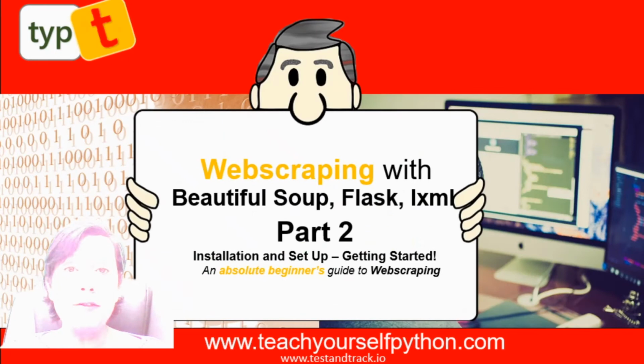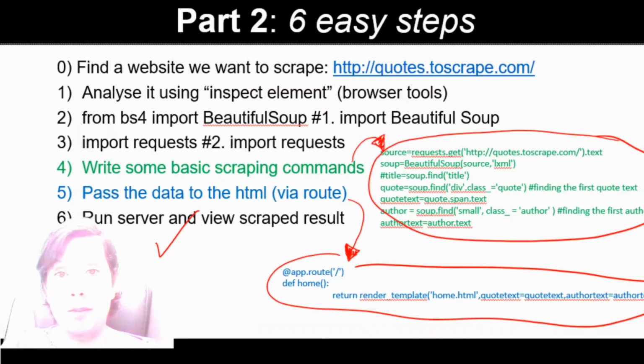Welcome to the second video in this 4-part web scraping series, which is going to teach you how to do both the front end and the back end web scrape and then display your beautiful web scrapings on a web page using Flask. There are going to be 6 easy steps in part 2. You might want to pause the screen if you're an advanced developer and you're going to get through this really quickly, and these are the steps.